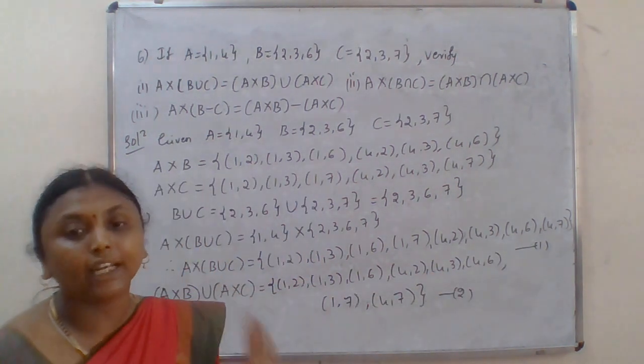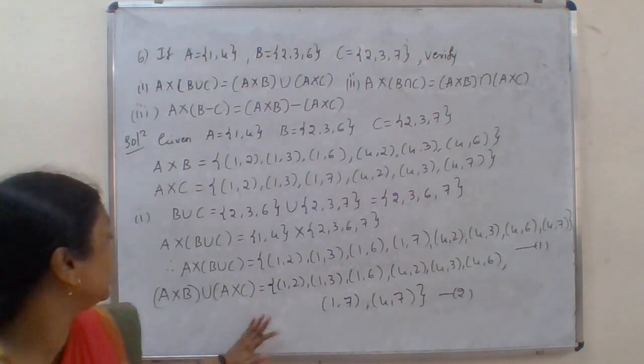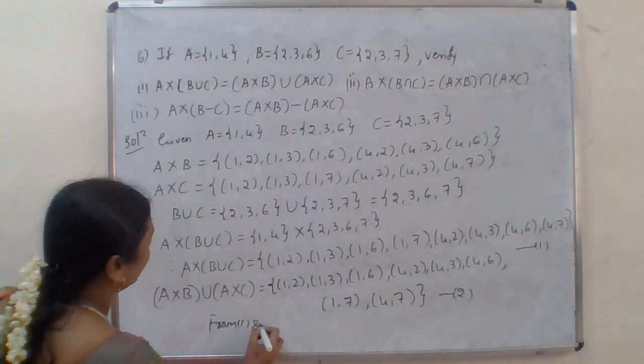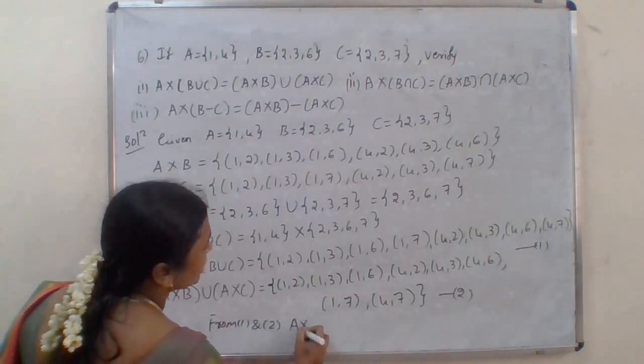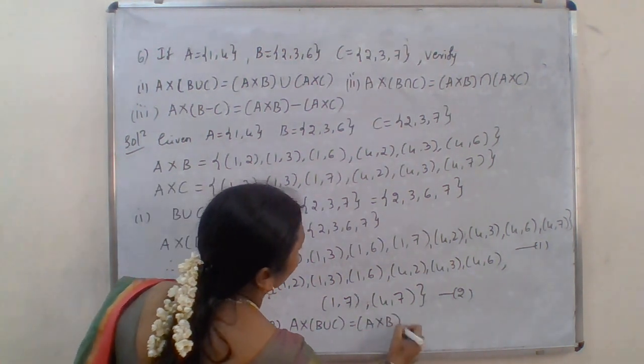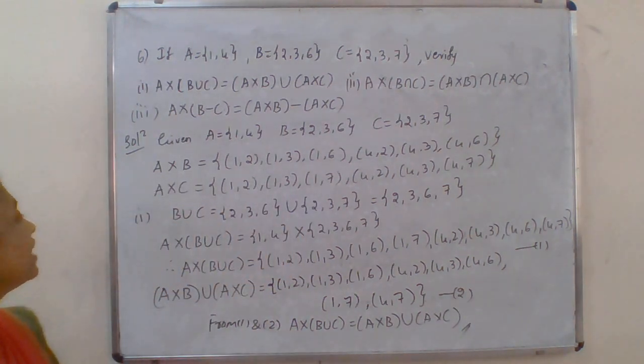All the elements are equal. So equation number 1 and equation number 2 RHS are same. From 1 and 2 it is clear that A cross B union C is equal to A cross B union A cross C. Okay, this is your first proof.